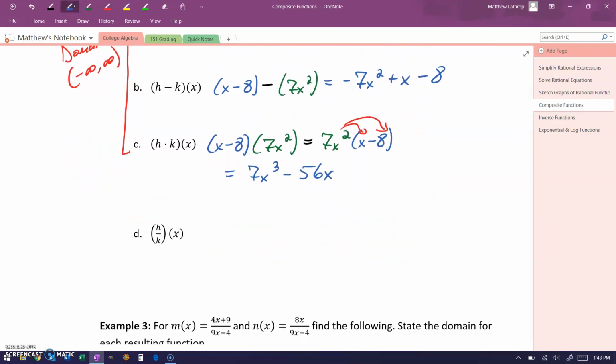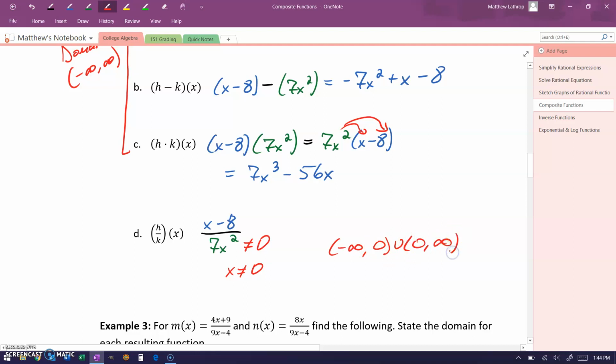In part D, we want to take the quotient of these two functions, meaning we'll take x minus 8 divided by 7x squared. Here there's nothing to reduce or simplify, but we do have a rational function, meaning we can't have that denominator set equal to 0, which tells us that x cannot be equal to 0. Or if we wanted to state that domain in interval notation, we could state that the domain is negative infinity to 0, union 0 to positive infinity.